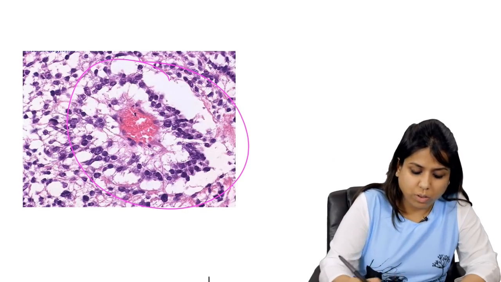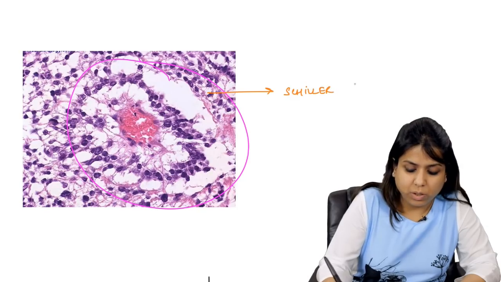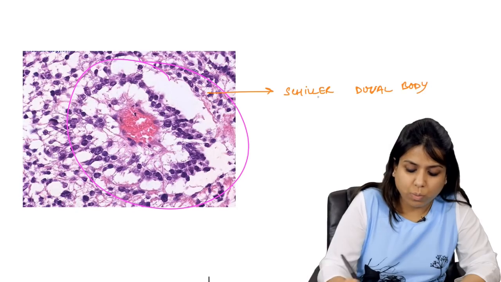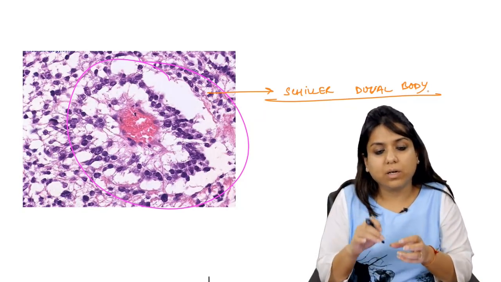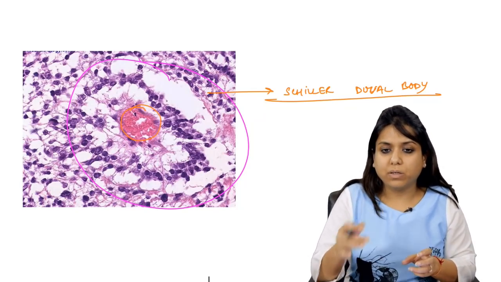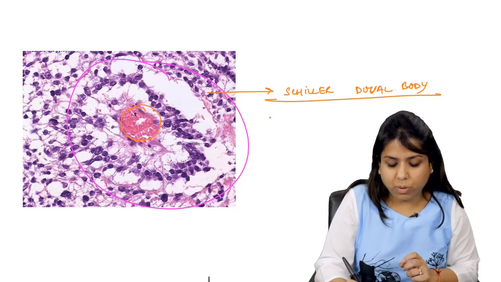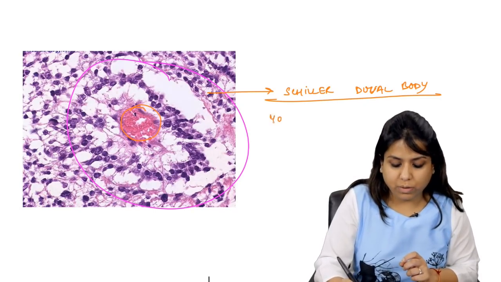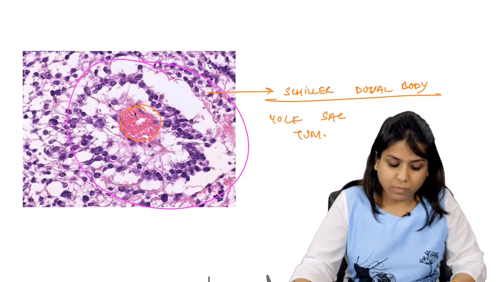Next, this structure is what we call a Schiller-Duval body. It looks like a glomerulus. Basically parietal and visceral layers around a blood vessel. I can see a blood vessel with RBCs, and 2 layers. It is a Schiller-Duval body, which is a characteristic feature of yolk sac tumor or endodermal sinus tumor.